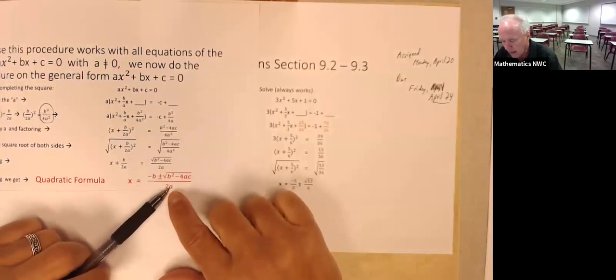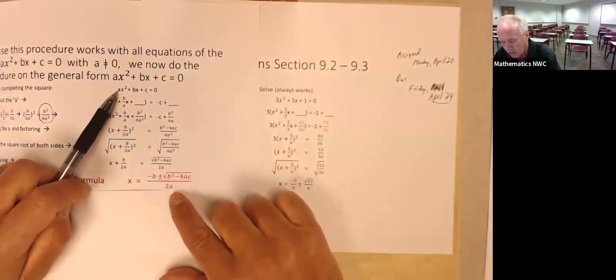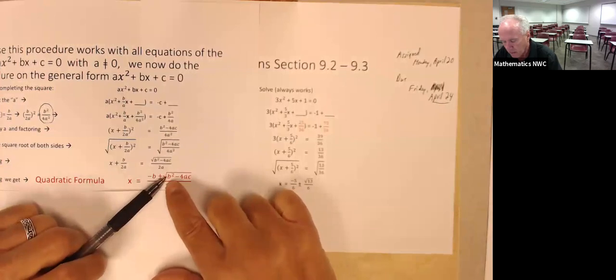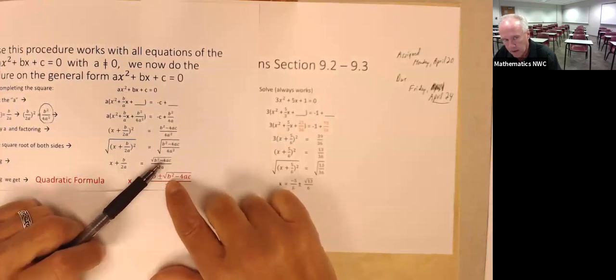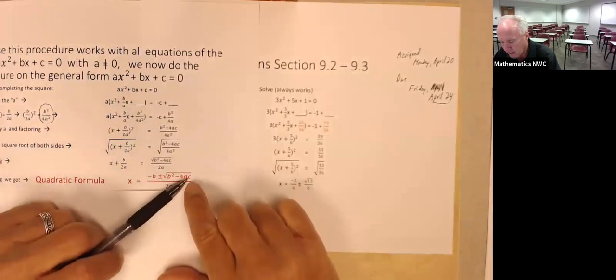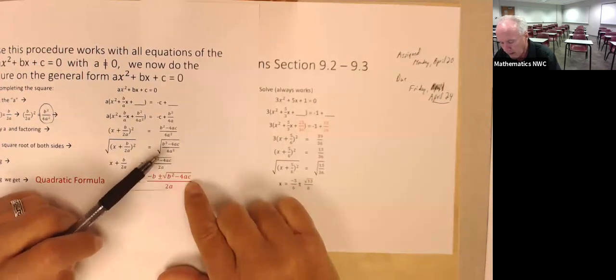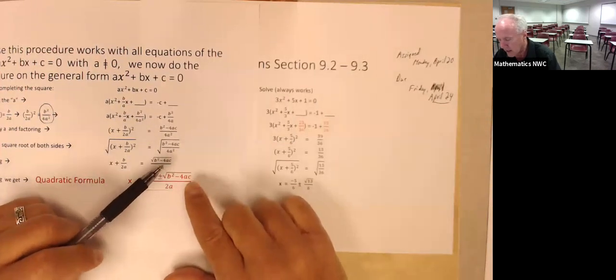Notice the a in our formula is the coefficient of x squared. The b in our formula is the coefficient of x. The c in our formula is the number there by itself. We have to be able to correctly identify a, b, and c.